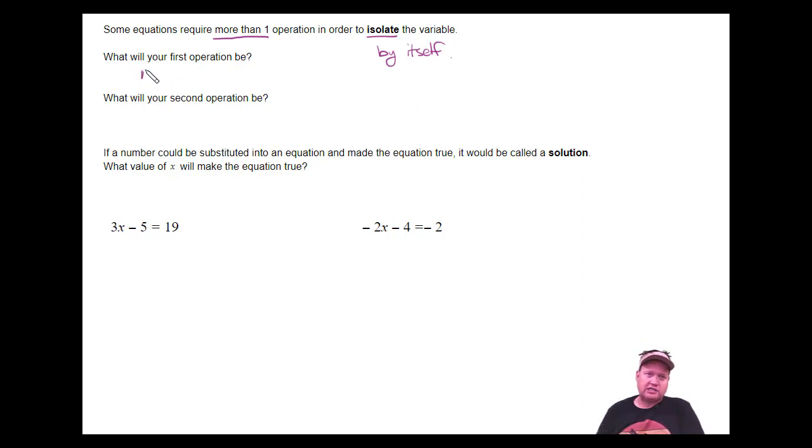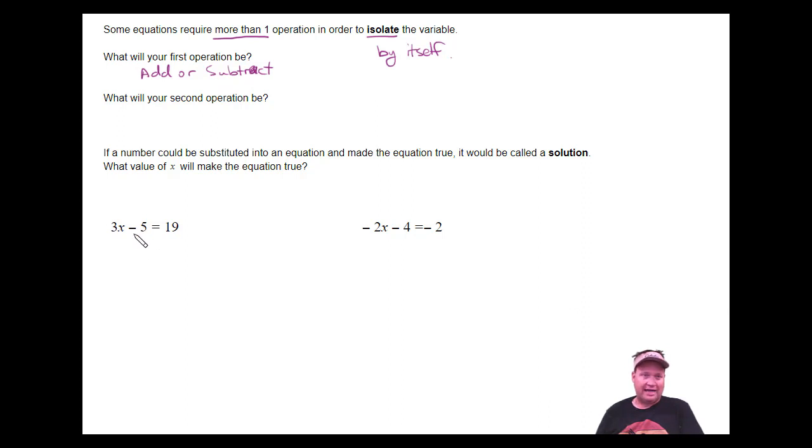So the first operation is always going to be the same. The first operation is either going to be to add or subtract. And whenever we look at an equation, we want to first find out what is being added or subtracted in the equation. Take a look at this first example that says 3x minus 5 equals 19. If you hear yourself say it, it says 3x take away 5 or 3x subtract 5. And so our first operation is going to be to get rid of subtract 5.